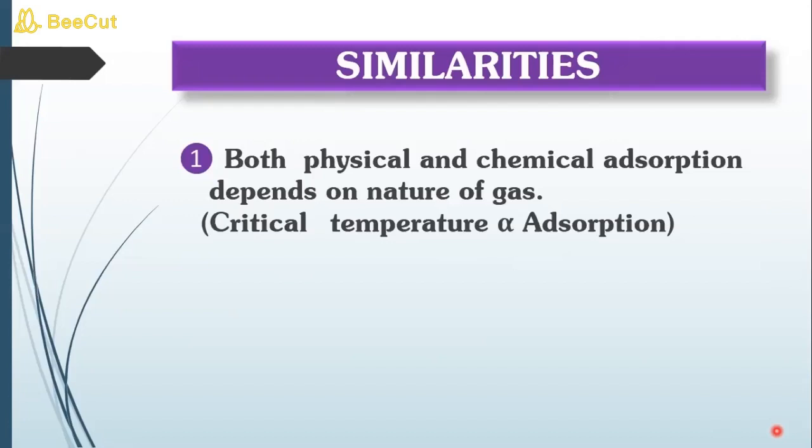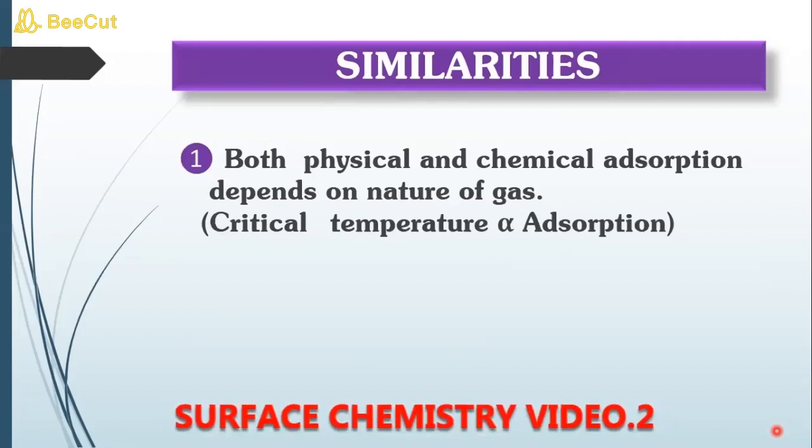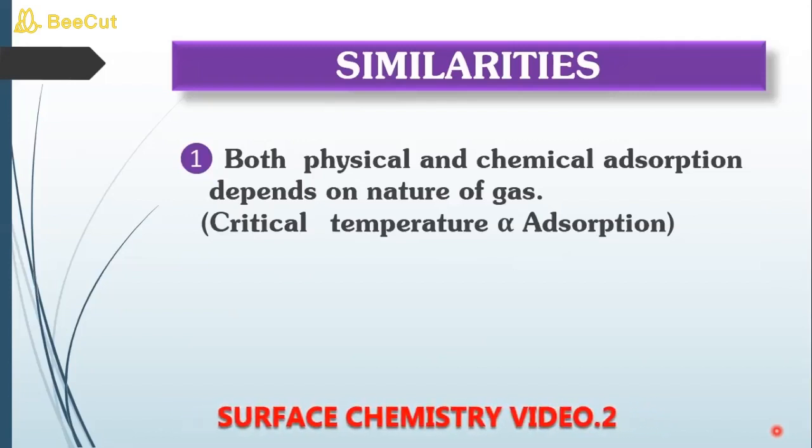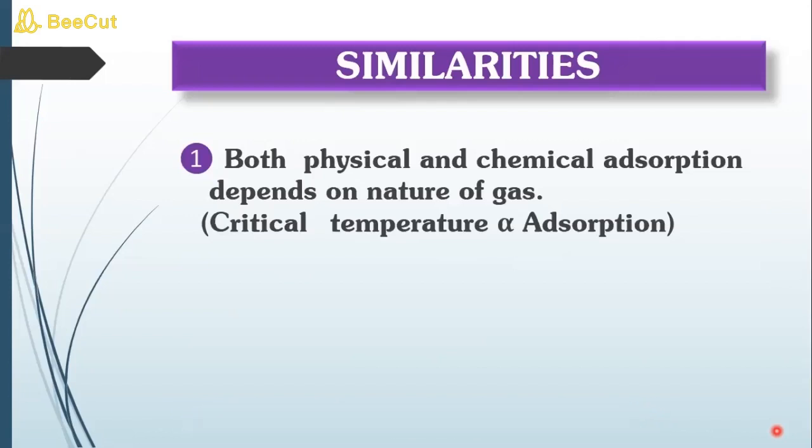Let us also analyze the similarities between physisorption and chemisorption. Both of them depend on the nature of a gas. What is this actually? Nature indicates whether they are polar or non-polar. Or on the other way, we can take it in terms of critical temperature. Critical temperature is the temperature above which a gas cannot be liquefied. Meaning the gases which have higher critical temperature can be liquefied much faster. And the gases which can be liquefied faster get adsorbed on the surfaces very, very fast.